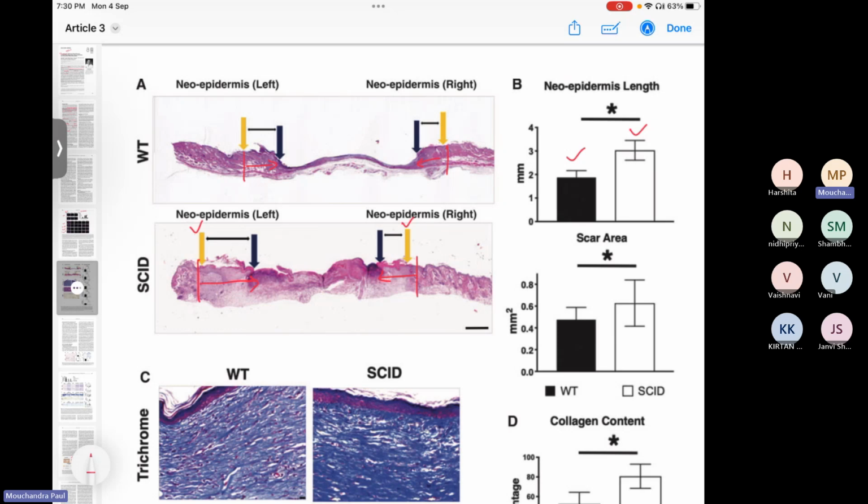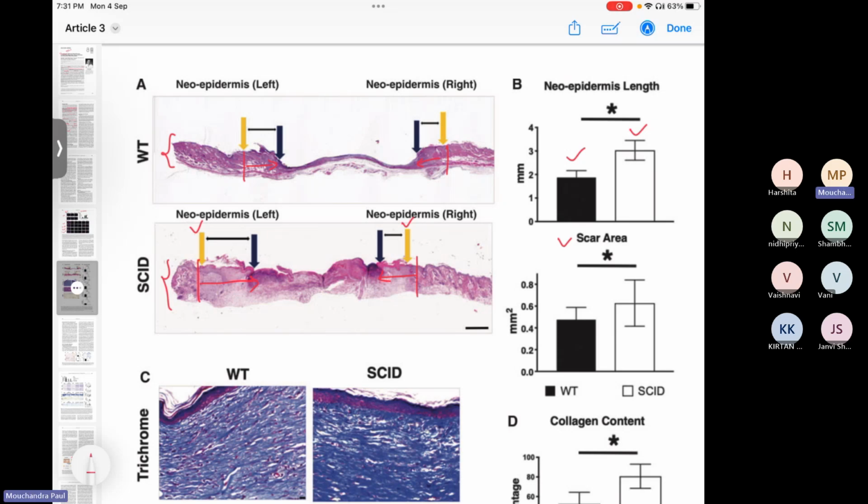So in skid mice, the epithelialization process is happening very fast, right? Whereas in the wild type, it is not the case. They also checked the scar area. Okay, what is the area of the scar that is formed? So again, here, observe the thickness. So in skid mice, it is thicker. The scar area is bigger, whereas in the wild type, it is less.